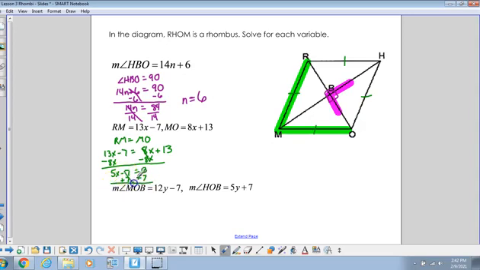Running out of space here. I'll carry it over here. We get 5x equals 20. And when we divide by 5, we end up with x equals 4.